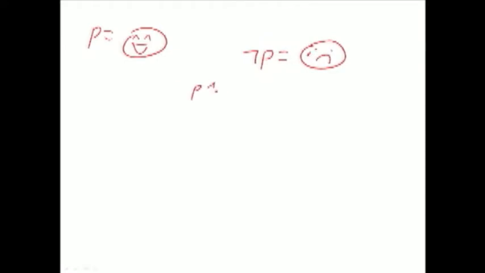Now, let's explain this in a broader sense. Let's make P the statement, everyone is happy. And we'll make not P the statement, no one is happy. Now, P and not P is a contradiction because it's impossible for everyone to be happy and no one to be happy at the same time. This is a contradiction.